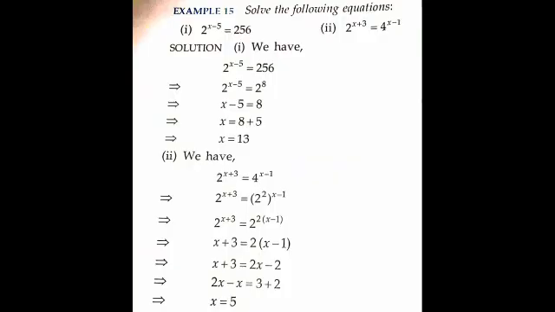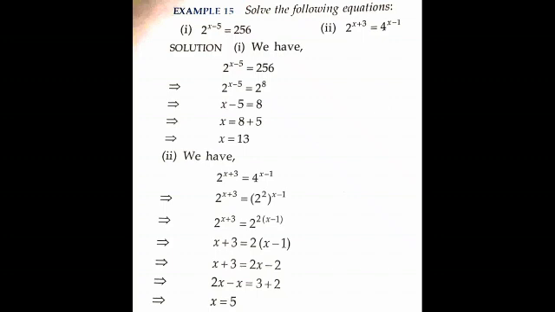Moving to the next question, here we have to solve the following equations. In first, 2 raised to the power x minus 5 is equal to 256. So 256, if we obtain its prime factors, we can write as 2 raised to the power 8. Now again, on equating the exponents on both sides, since the base is the same, we have x minus 5 equal to 8, that is x is equal to 13 here.